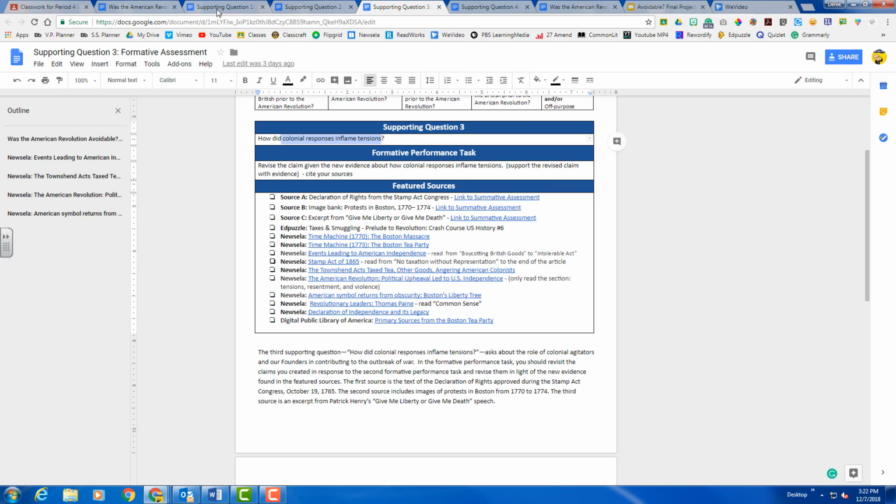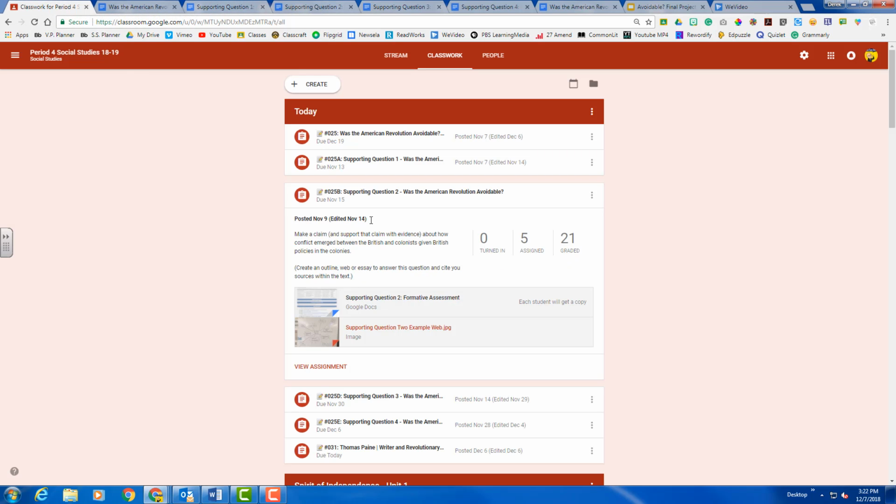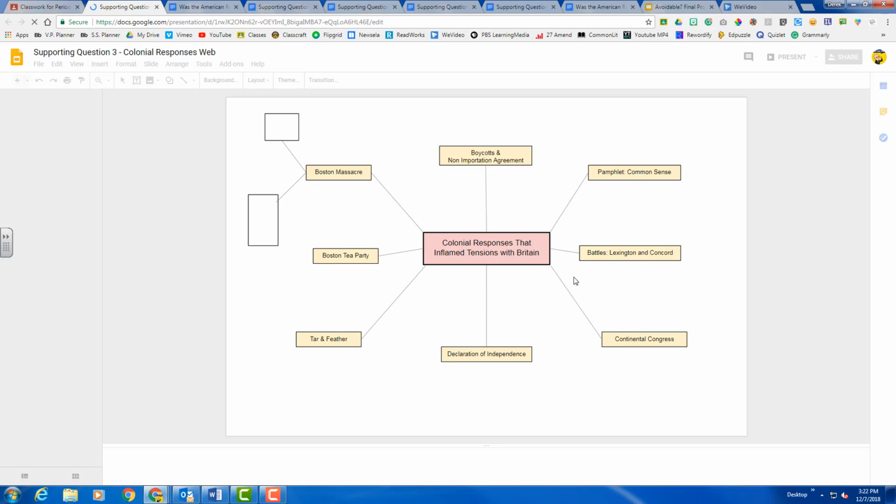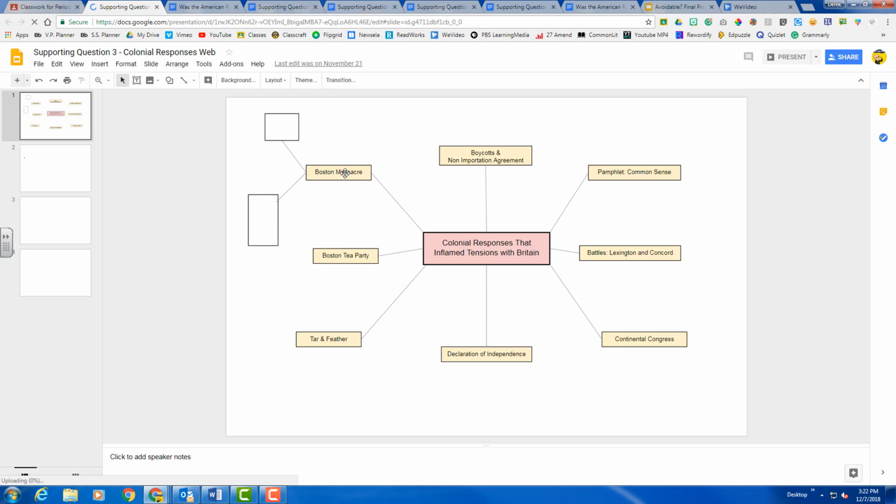And again, I put together a graphic organizer for you. This one is a little more formal, and I gave you some of the topics you should talk about in here. That is the Boston Massacre, Boston Tea Party, the tar and feathering of people, the Declaration of Independence, the Continental Congress, both the first and second Continental Congress and what they did, boycotts and non-importation agreements, the pamphlet Common Sense, and the battles of Lexington and Concord.